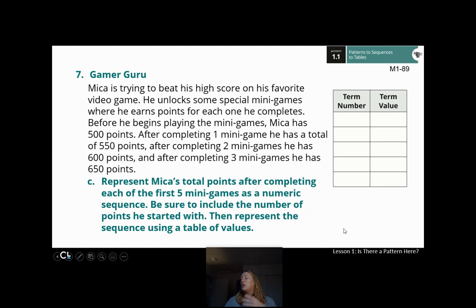Once again, I'm going to represent this as a numeric sequence, and then I'm going to put it in my table. So 500, 550, 600, 650, 700, 750, and I'll put it in my table. And again, my table was too short, so I did a little extra underneath. So term 1 was 500, term 2 was 550, term 3 was 600, term 4 was 650, term 5 was 700, which means that term 6 was 750.